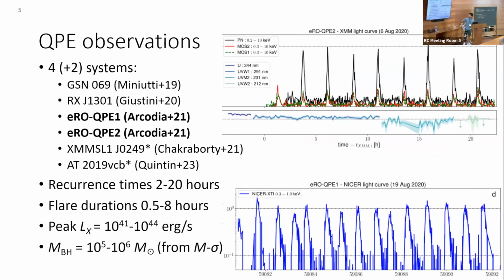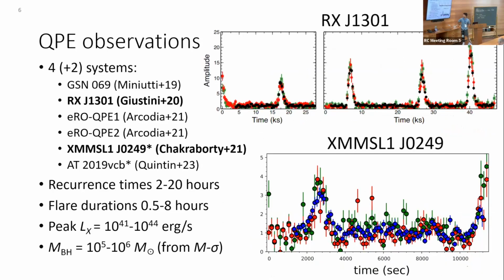Sources number 3 and 4 were found by Ricardo, who's going to tell you more about how he used eROSITA to pick up these 2 very interesting sources, giving us insight on the remarkable diversity of QPEs. And then sources number 2 and 5 were found by combing through the X-ray archives. Source number 2, RxJ1301, was found by Margherita Giustini shortly after the publication of the initial GSM 69 result.